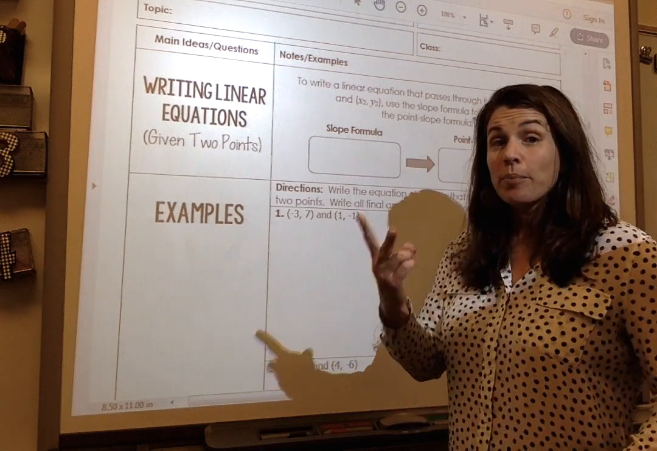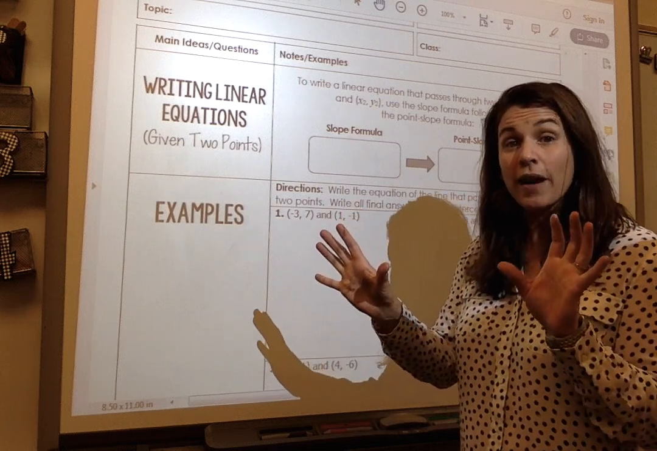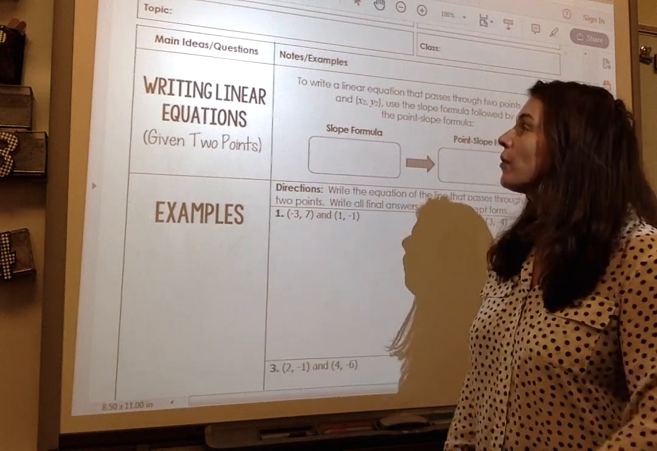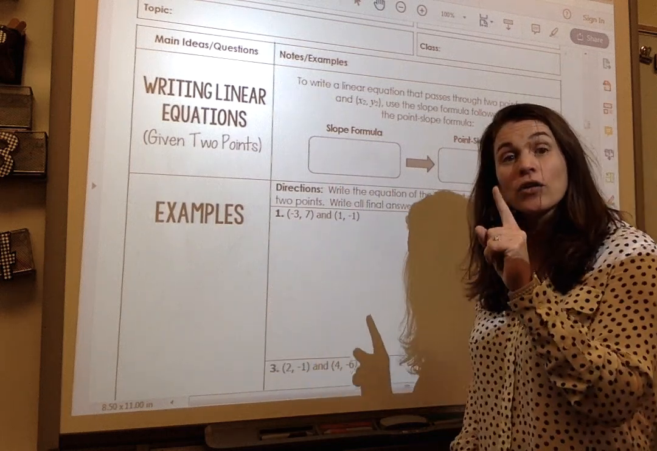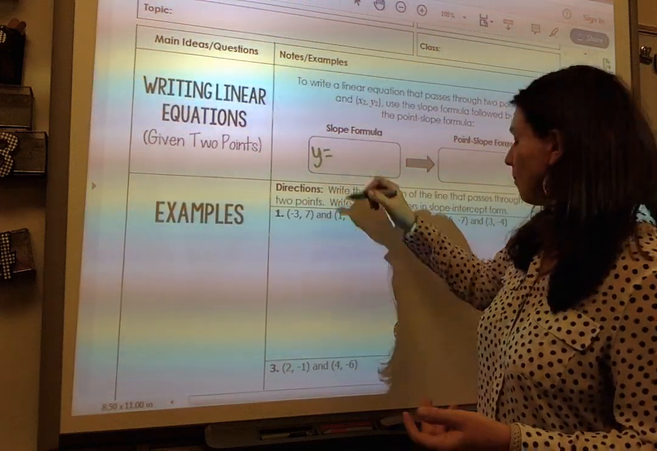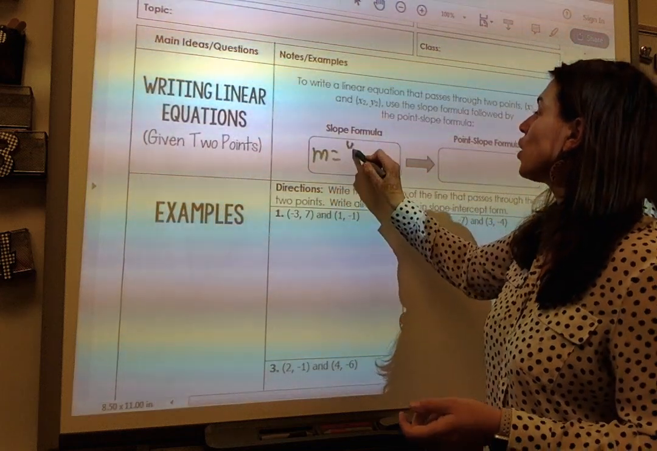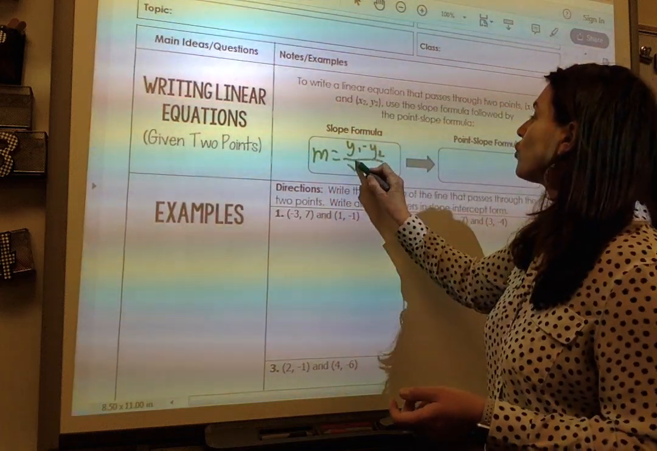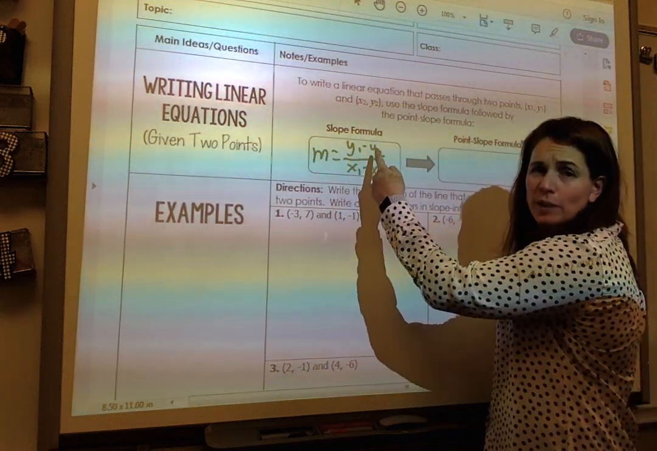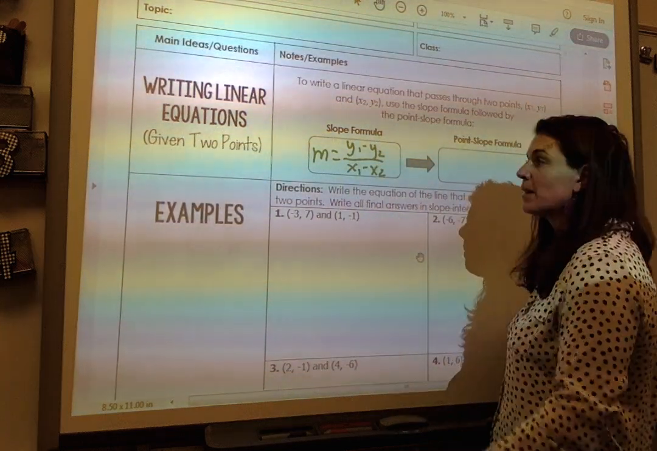This is a 2-step process. The first step: if you have 2 points, what are you able to find? You are able to find your slope. So we've got to find our slope given 2 points. And remember, your slope formula is m equals change in y over change in x. And you can do y2 minus y1 over x2 minus x1. As long as it's consistent, it's going to be the same.